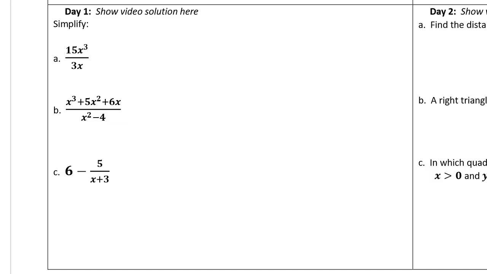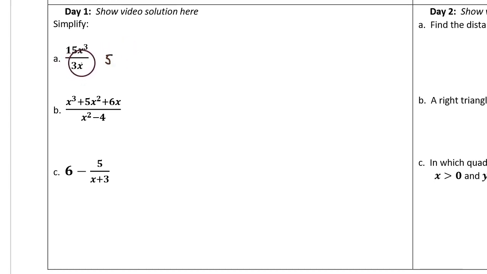Here are the answers for the day 1 bell work. We're asked to simplify these division expressions. In question A, we have a monomial being divided by another monomial. Divide the coefficients. 15 divided by 3, that makes 5.